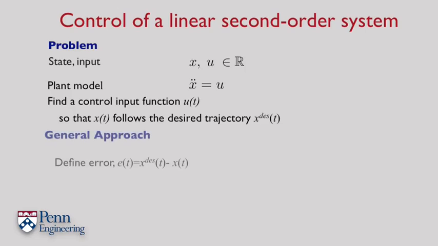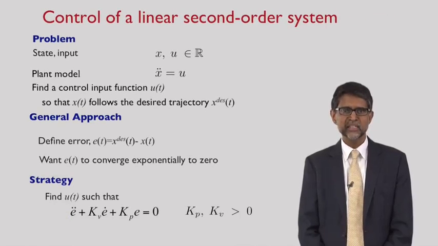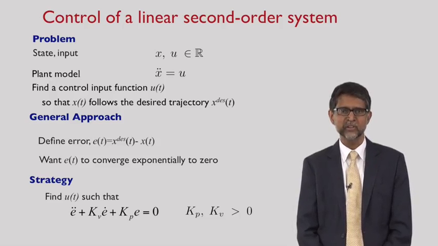In order to do that, let's define an error. The error function is essentially the difference between the desired trajectory and the actual trajectory. So the larger the error, obviously, the further the deviation of the actual trajectory from the desired trajectory. What you'd like to do is to take this error and decrease it to 0. More specifically, we want this error to go exponentially to 0. In other words, we want to find U of t such that the error function satisfies the second-order differential equation.